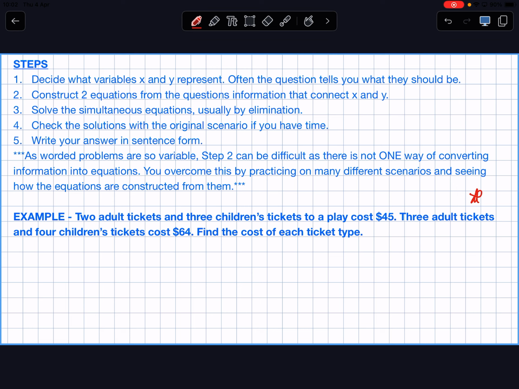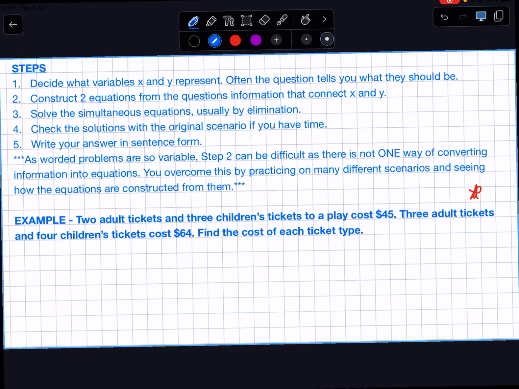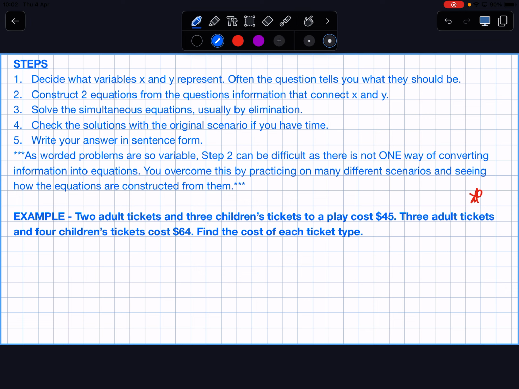Yeah, step 1. Decide what variables x and y represent. Often the question tells you what they should be. Is this the situation where the question tells you what they should be? Is there a sentence at the end of the example that says, find the cost of each ticket type? That's what your x and y could be.